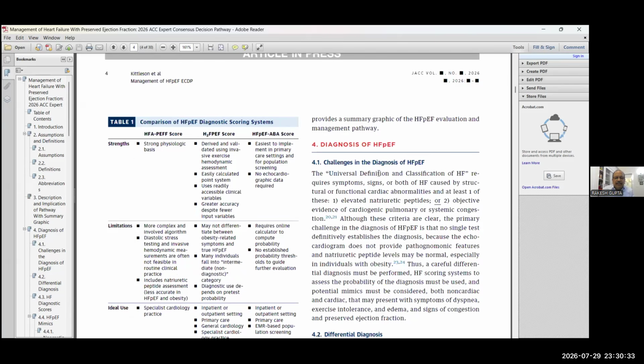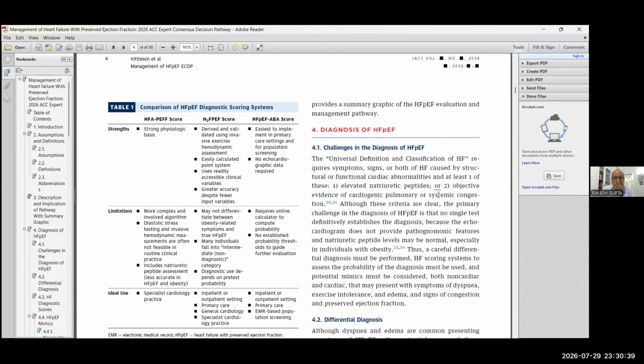Second important factor in this subset of population is we have to differentiate whether we are dealing with heart failure with preserved ejection fraction or heart failure mimics, like conditions that mimic heart failure with preserved ejection fraction. So we have to exclude valvular disease, coronary disease, ischemic heart disease, cardiomyopathies, hypertrophic cardiomyopathies, to say that they do not belong to heart failure with preserved ejection fraction.